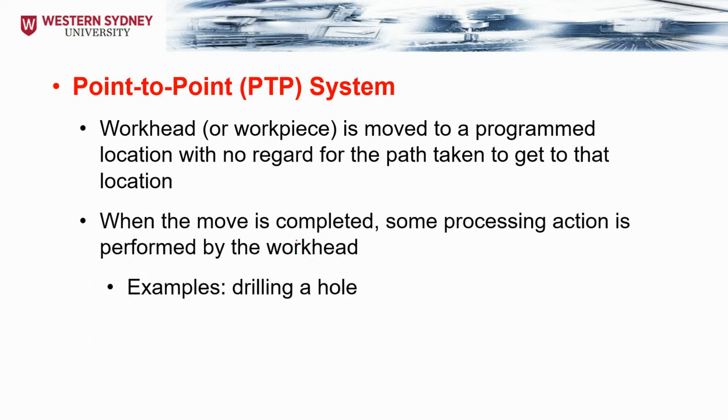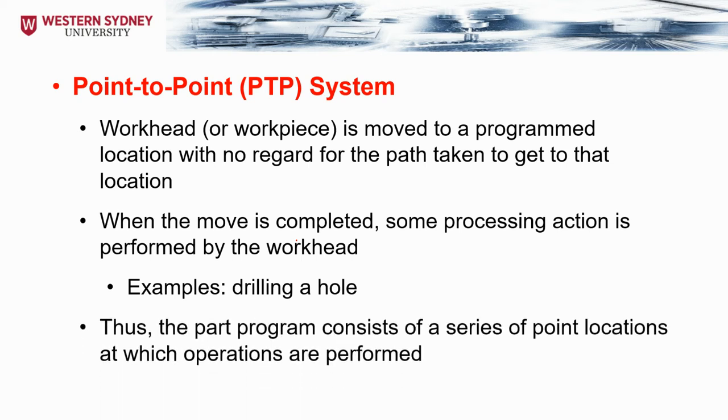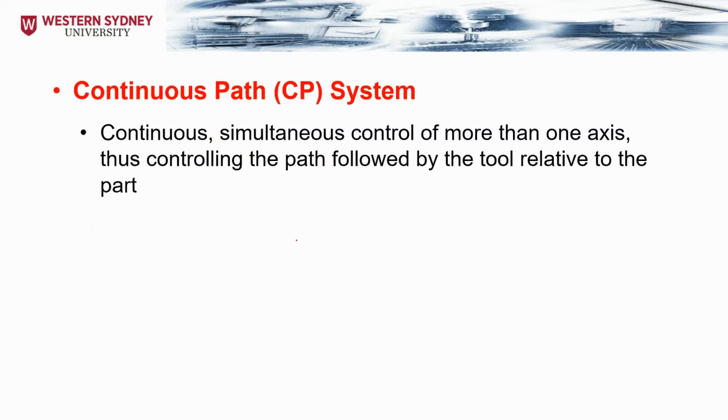When the move is completed, some processing action is performed by the workhead, like drilling a hole or spot welding. Thus, the part program will consist of a series of point locations at which the operations are going to be performed. It's also called the positioning system. Now, the other type is what we know as the continuous path system. In that case, we're going to have continuous, simultaneous control of more than one axis, thus controlling the path followed by the tool relative to the part.